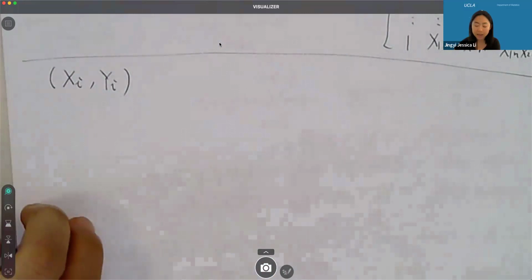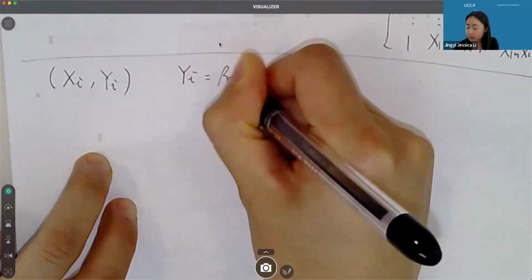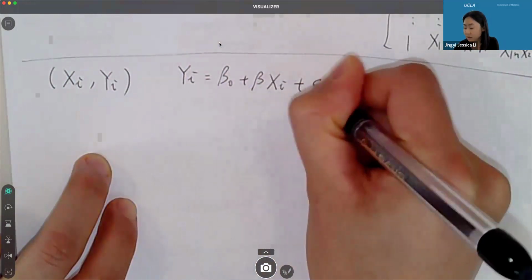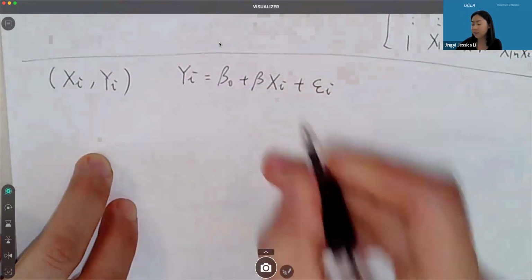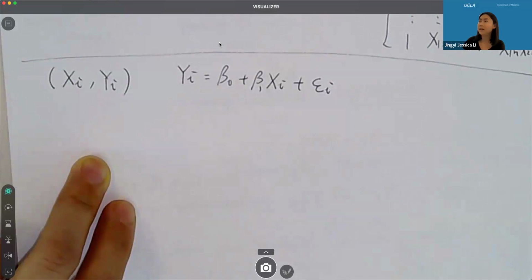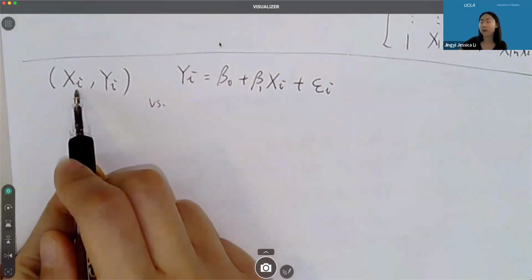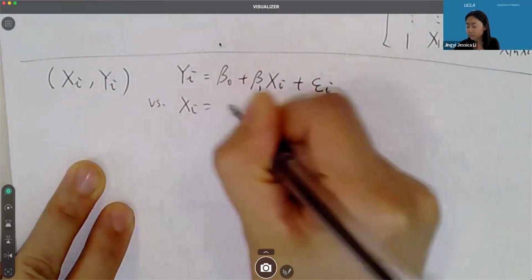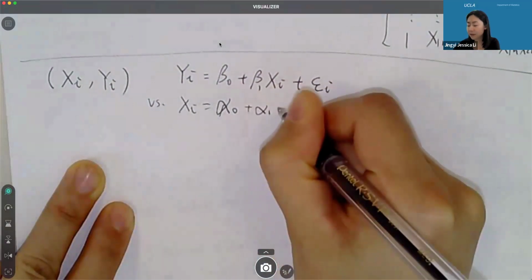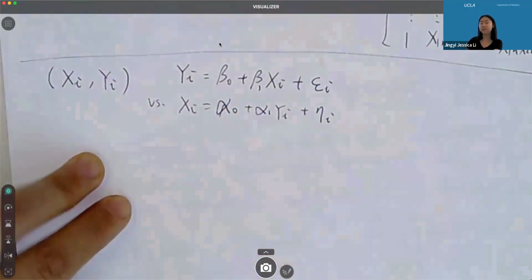So what I mean is that you could write the model as yi equals beta 0 plus beta 1 xi plus epsilon i. This is you regress y on x. Or the other way around, you could treat xi as your outcome. I call it alpha 0 plus alpha 1 yi plus eta i. Try to use a different notation.